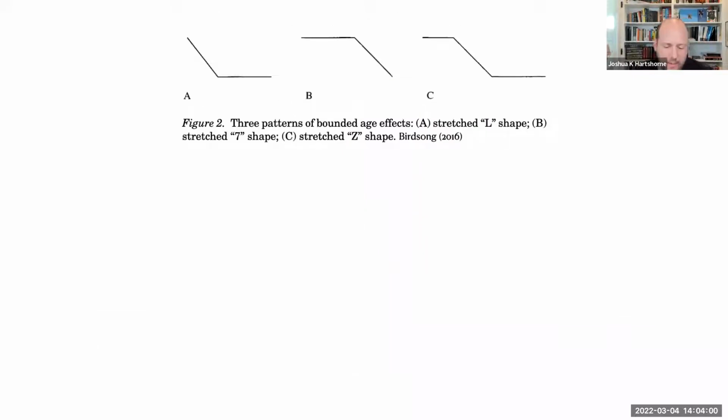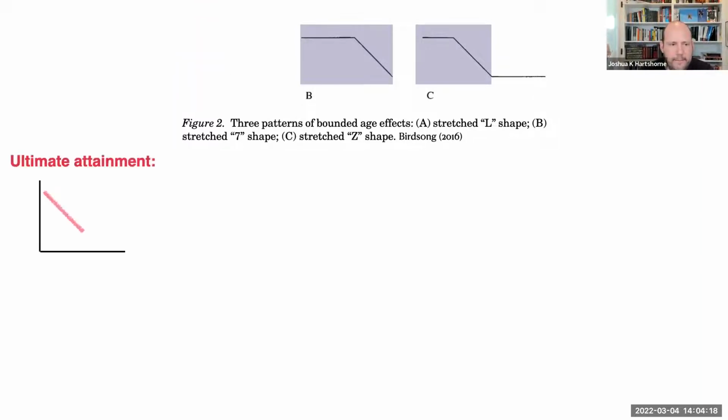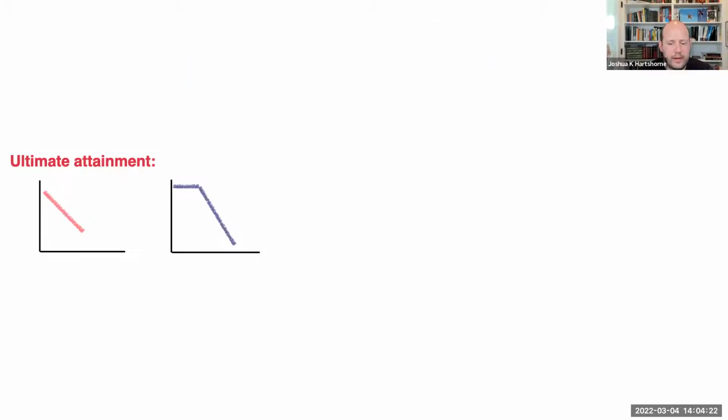So let's look at this in a little bit more detail, and I'm going to focus on the difference between this decline in ultimate attainment from birth compared to the other two options, which involve this optimal period, right? Where as long as you start learning within the optimal period, it doesn't really make any difference. Let's just redraw them like that, right?